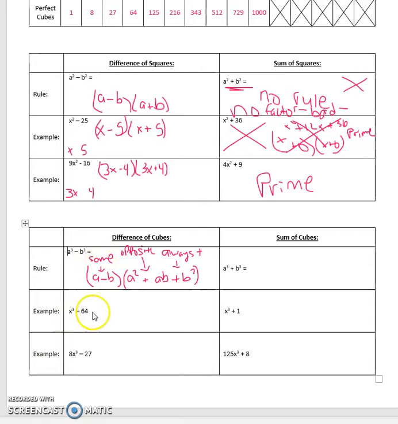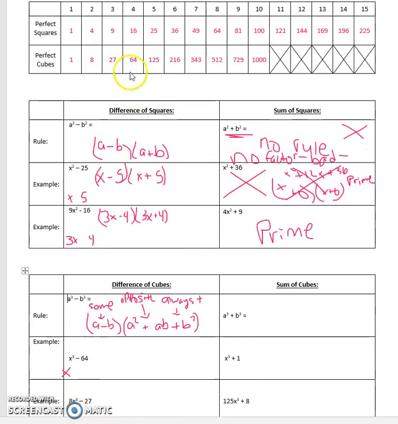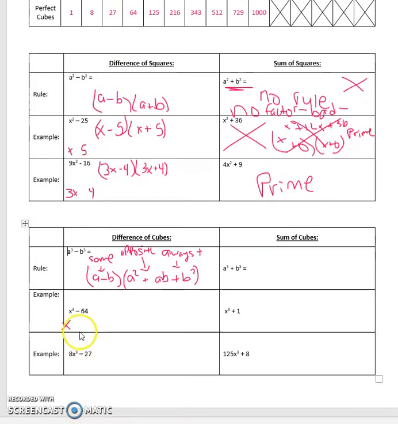So x cubed minus 64. What's our A? A cubed is x cubed, so A is x. Okay. Minus b cubed. Alright, let's look at our perfect cubes. 64 is 4 cubed, so b is going to be 4. Okay.